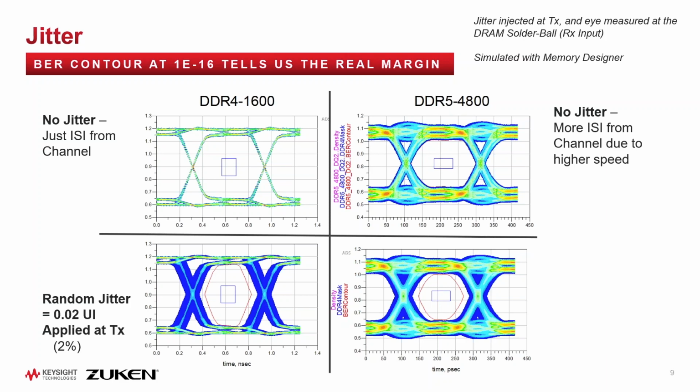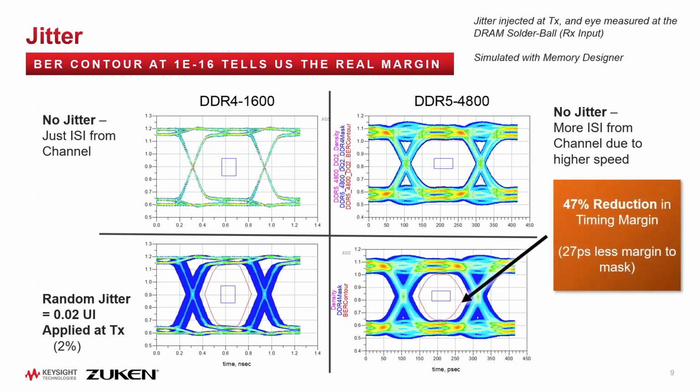You can see on the left-hand side, this is at the speed grade of DDR4 1600, and then on the right-hand side at the faster speed of DDR5 4800. And the eye closure, or the timing margin reduction due to jitter, in this case happens to be 47%. So it's very significant. It's something that we can't disregard. We need to be able to know and predict what our margin to mask actually is.